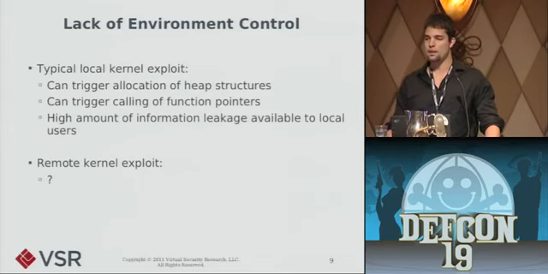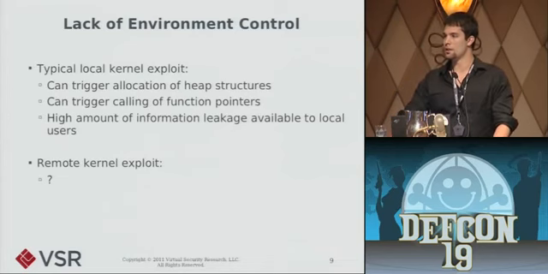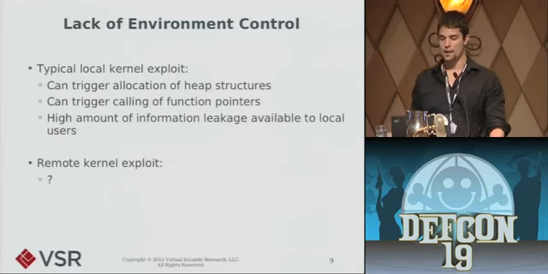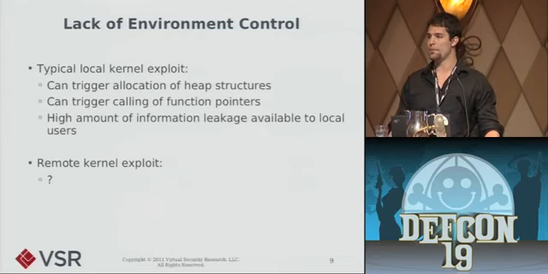And this is a shared property of all remote exploits. If you're dealing with a local kernel exploit where you have an unprivileged account on the machine, you have a lot of exploit primitives, building blocks that you can use to make writing exploits easier. For example, it's very easy to trigger the allocation of data structures on the kernel heap. You can open files or sockets or create shared memory segments.